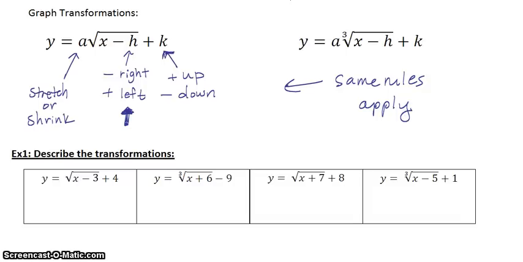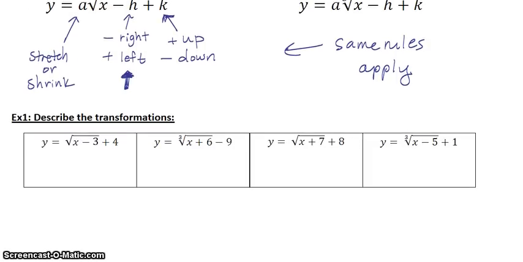Alright, so for the first example here, we're just going to describe some translations. So I want to just know, how has this moved? Up, down, left, right? So let's just get the hang of this quick. So look back in your notes if needed. Underneath a square root, I see a subtract sign. I go back to my notes. Okay, underneath the square root, subtract sign means right. So I'm going right 3.